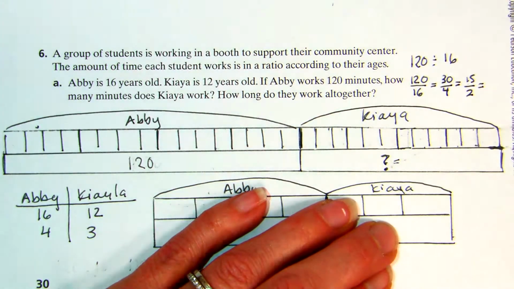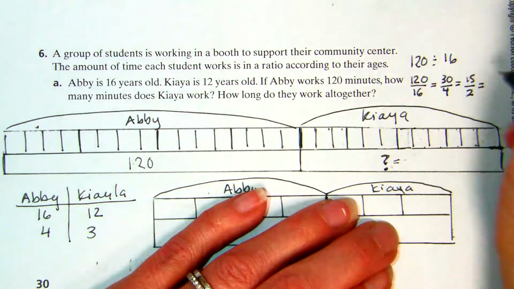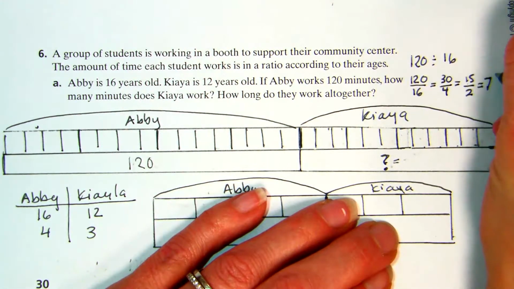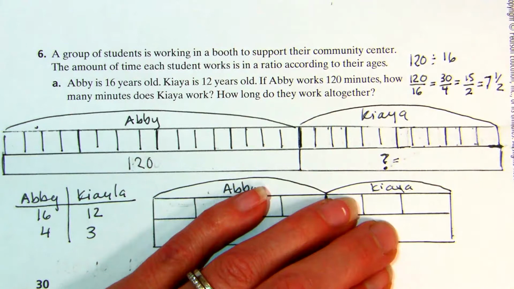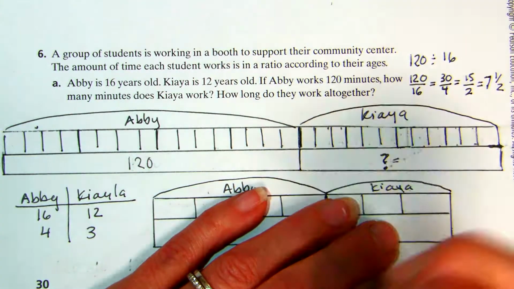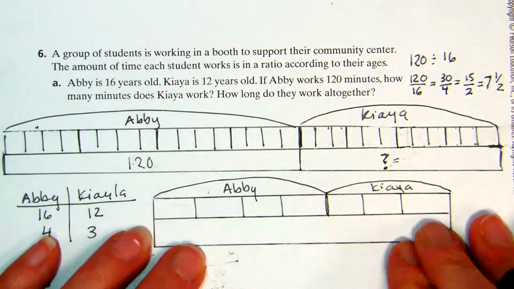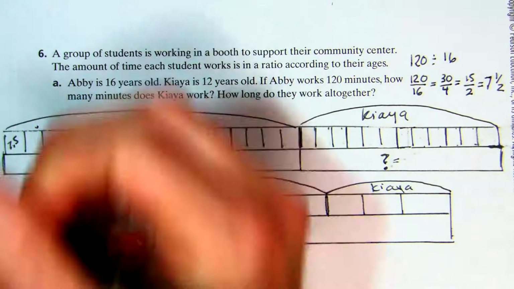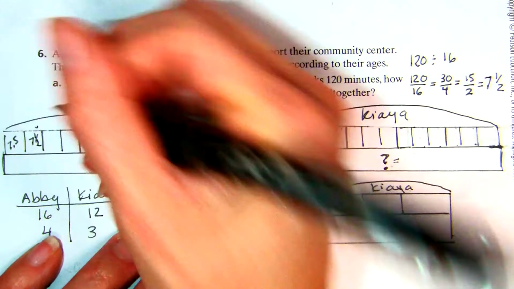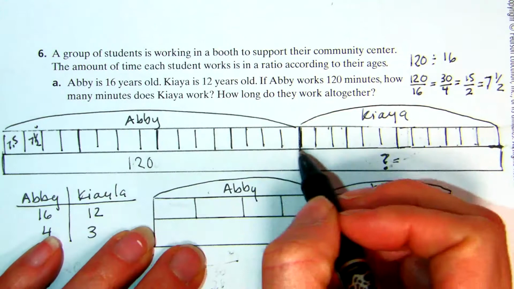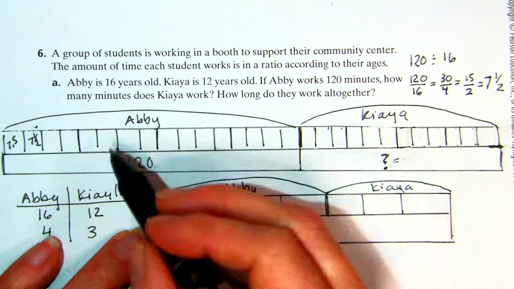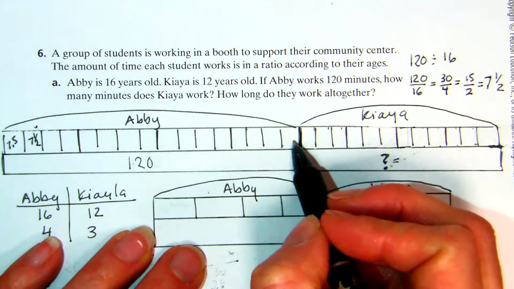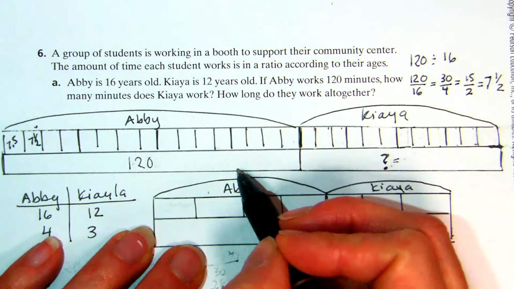16. So 15 over 2, I know 2 goes into 15 7 times, and I'm going to have 1 left over. So it's 7 and a half, okay? So I know each one of these boxes, each one of Abby's boxes, is 7 and a half. So you can write it either as 7.5 or 7 and a half. And if I filled all of these in, 7 and a half, 7 and a half, 7 and a half, and I filled them all the way into the end and added them all together, it should equal 120.